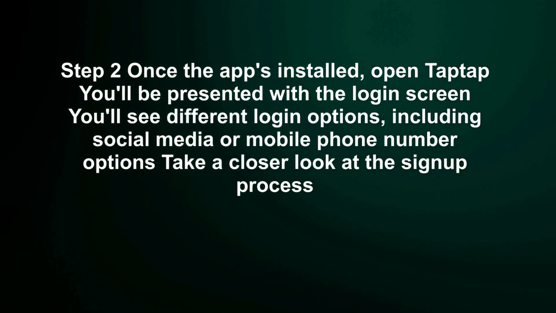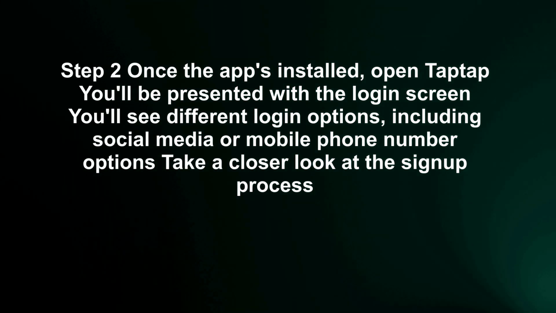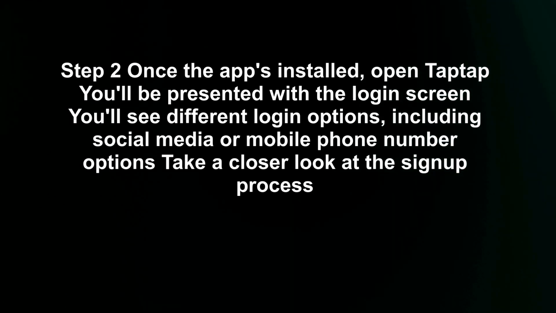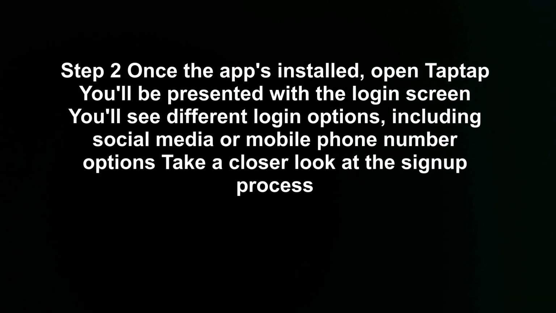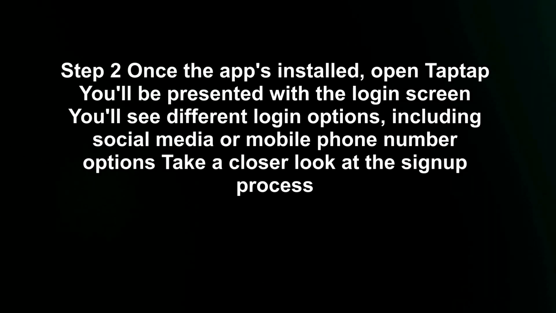Step 2. Once the app's installed, open TapTap. You'll be presented with the login screen. You'll see different login options, including social media or mobile phone number options. Take a closer look at the sign-up process.